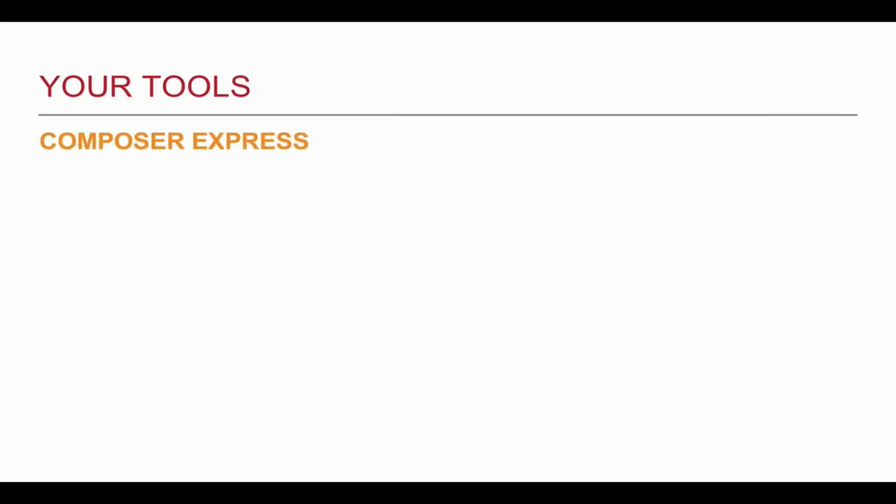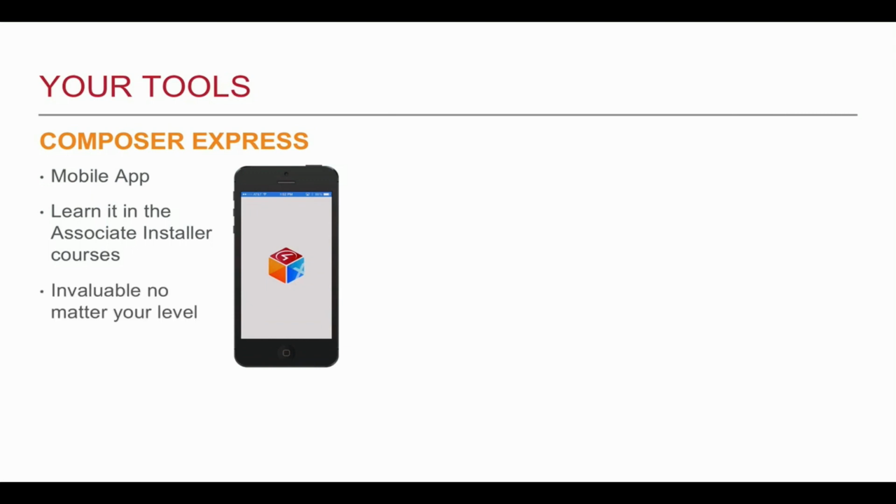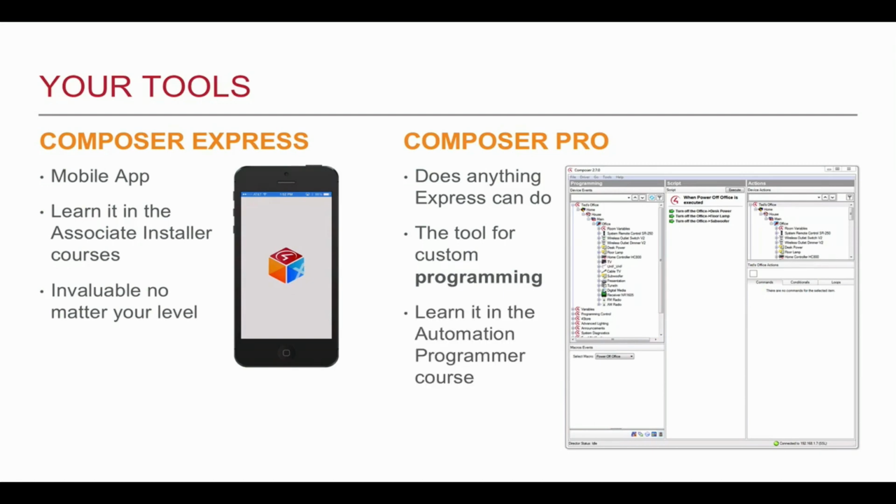Composer Express is a mobile application that you will start using as part of your associate certification. Because you can take it with you in your pocket, Composer Express will be an invaluable tool for you no matter what level of certification you attain. The other tool is Composer Pro. Any task you can do in Composer Express, you can do in Composer Pro. But for custom programming and many other advanced features, Composer Pro is the tool. You learn Composer Pro as a major part of the Automation Programmer course.